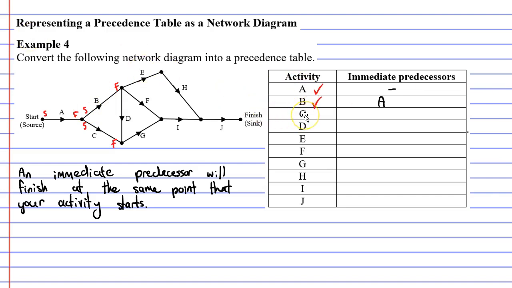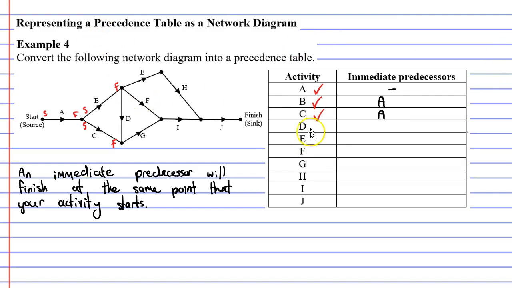So we've completed what we need to do for activity B. Let's now look at activity C. Where does activity C start? It starts at this vertex here, and we're looking for an edge that also finishes at this point. And that would be edge A. So edge A, or activity A, is an immediate predecessor for activity C.